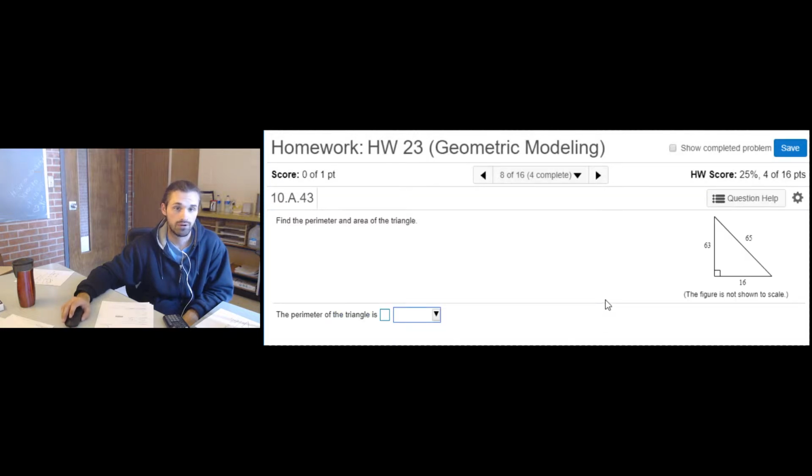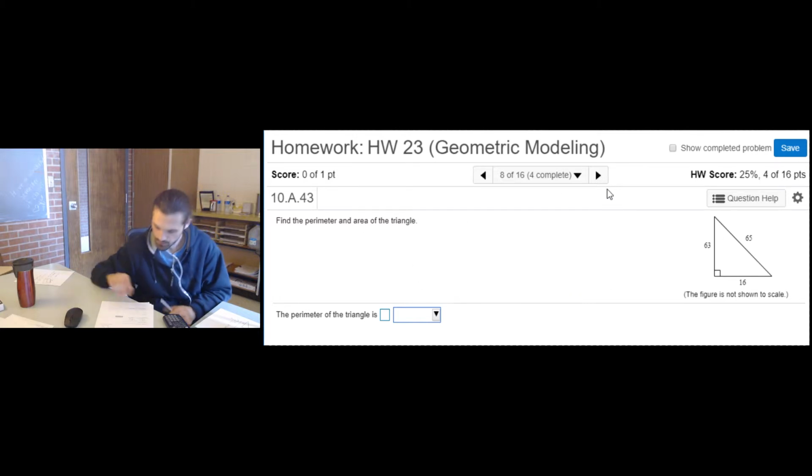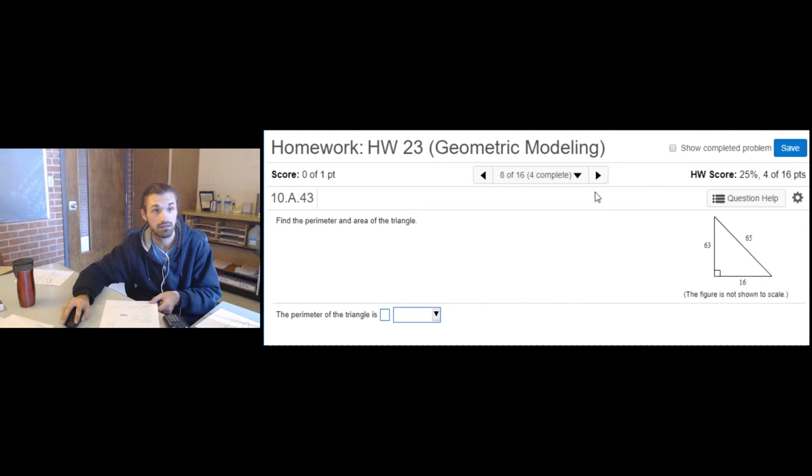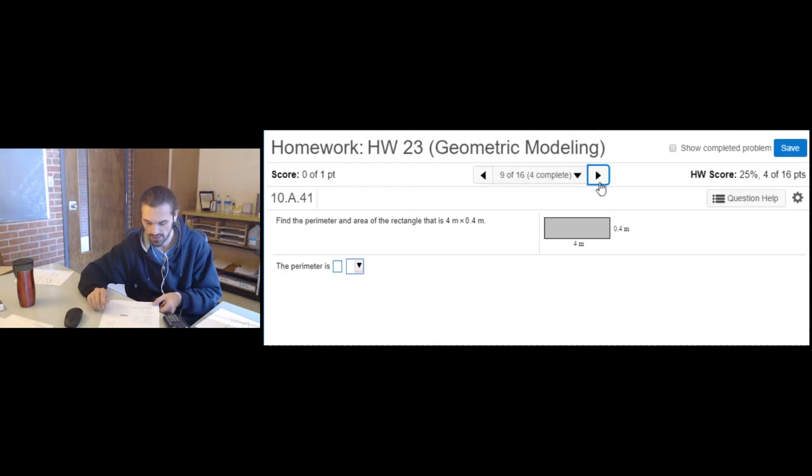All right, the perimeter, simple rinse and repeat of what we just did. Find the perimeter of the triangle. And then they will have you go through and find the area, very similar to what we just did. So we'll skip over this one. Number 9, find the perimeter and area of the rectangle. That is 2 meters by 1/2 meter in my case, or 4 meters by 0.4 meters.